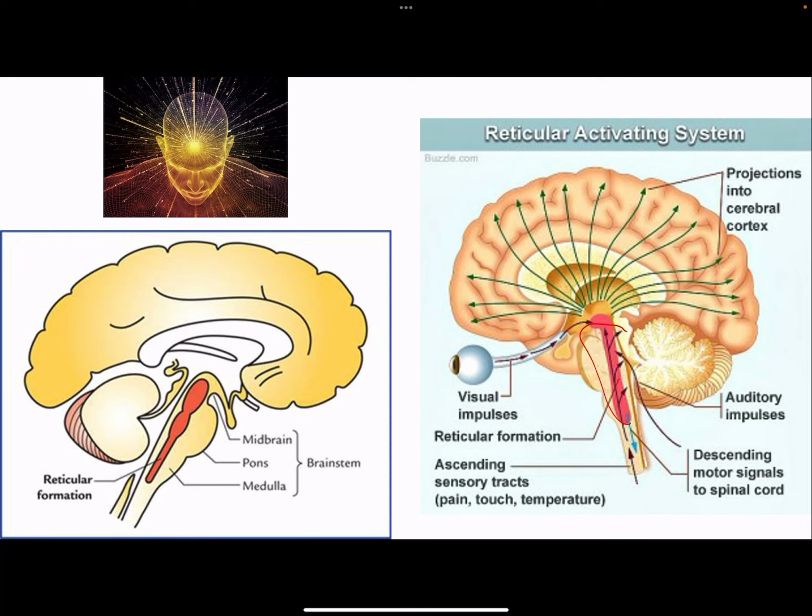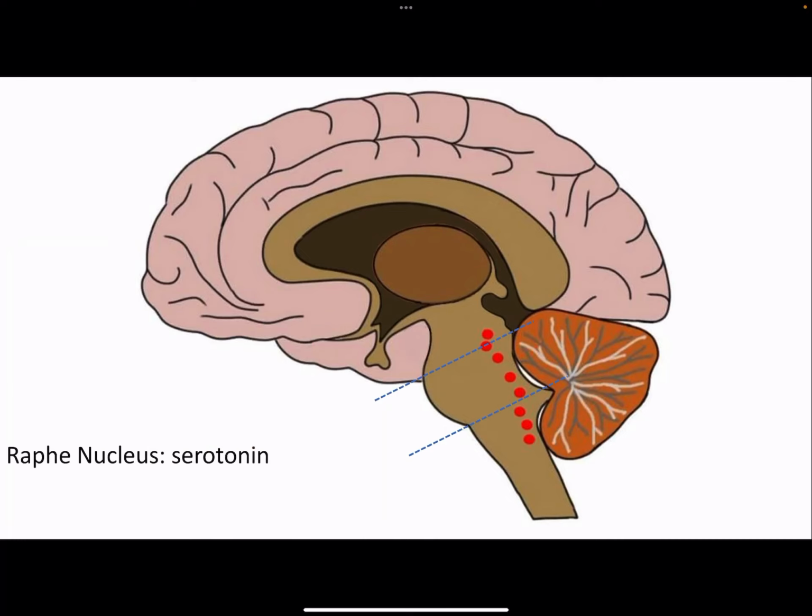Reticular activating system, also known as the reticular formation, is going to be in the midbrain, pons, and medulla, and it just helps maintain consciousness. And yeah, so the raphe nucleus is production of serotonin, also in the midbrain, pons, and medulla.